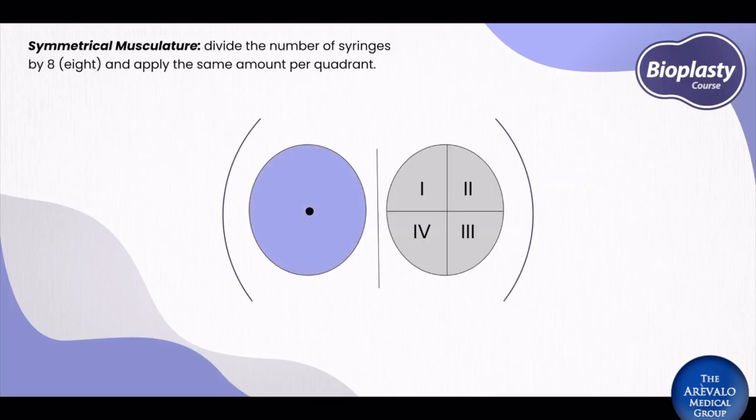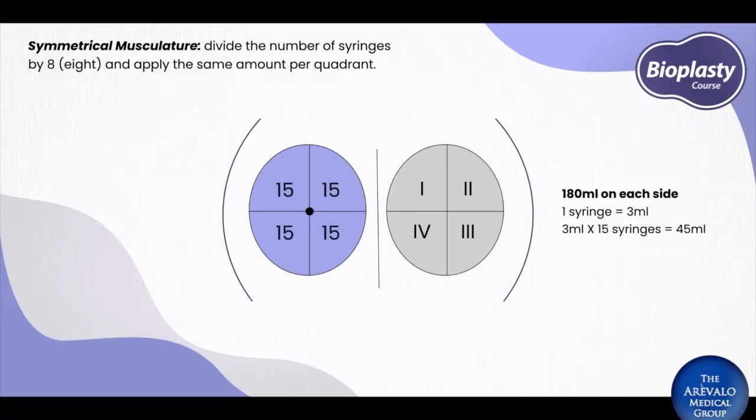When marking, we draw vectors, starting from the intersection of the vertical line with the horizontal line, towards the end of the upper lateral and medial, lower lateral and medial quadrants. For example, in the application of 180 ml on each side, the total is 360 ml. One syringe is 3 ml.